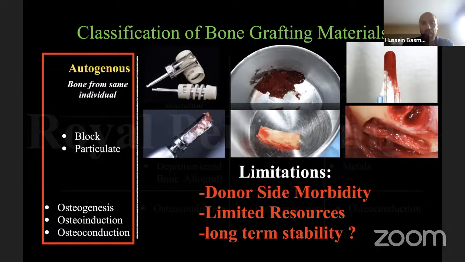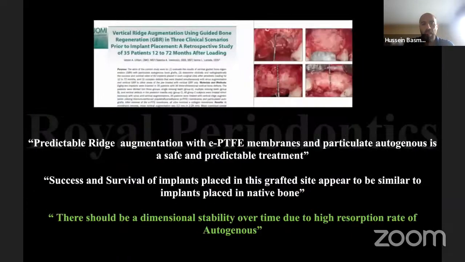Why? Because there has been a lot of documentation on the stability of autogenous when it's used as a sole material for bone augmentation. And this is a study by Urban, looking at the predictability of ridge augmentation with non-resorbable membranes and particulate autogenous. They found that it's definitely a safe and predictable treatment. However, there is a loss of dimensional stability over time due to the high resorption rate of autogenous.